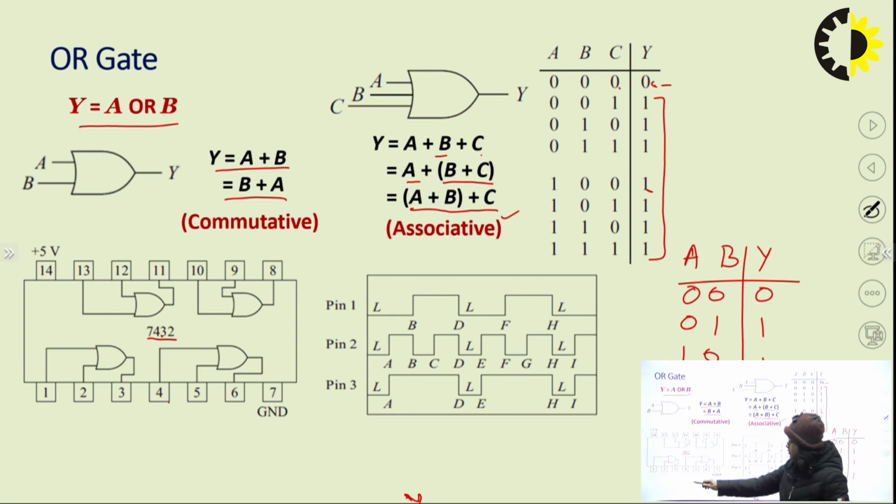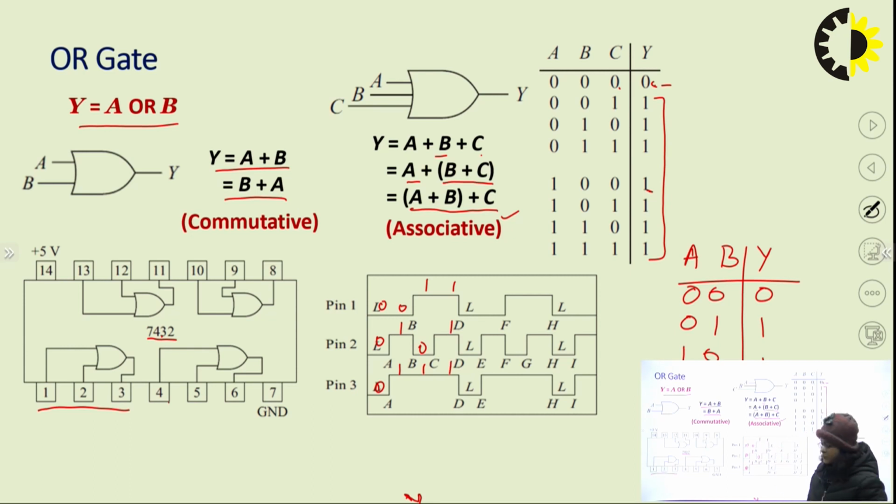Now again we will see the timing diagram of pin number 1, 2 and 3. So if we give 0 0, the output is 0, and if any one of the inputs is 1, output is 1, and if both the inputs are 1, then also output is 1.